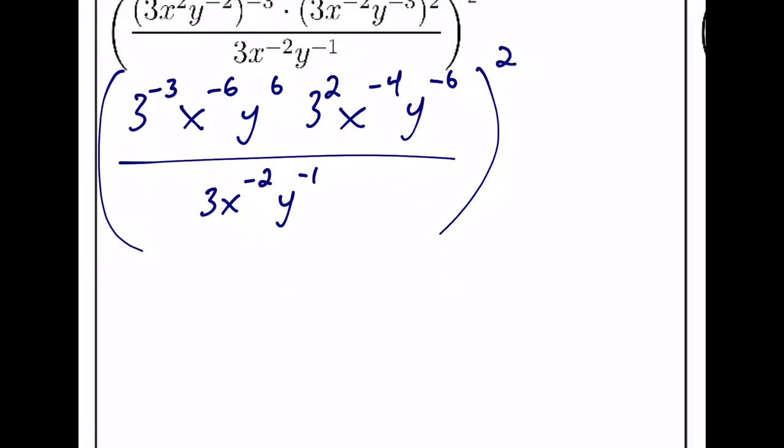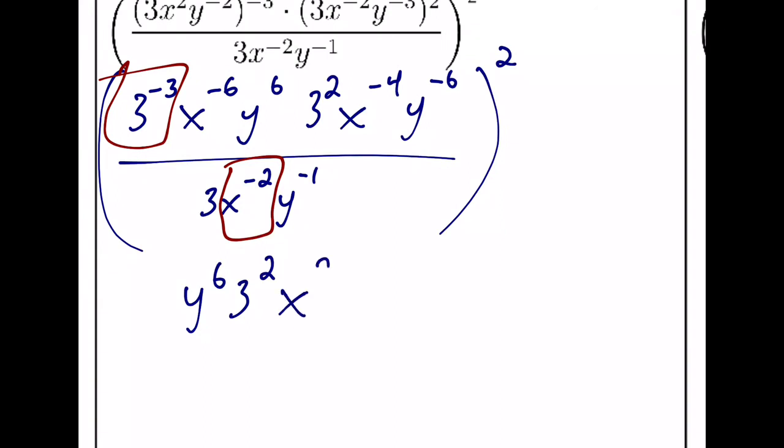I'm going to rewrite this, flipping all of the negative exponents. So any that were on the top, like 3 to the negative 3rd, I'm going to move to the bottom. And any that started off on the bottom, like x to the negative 2nd, I'm going to move to the top. And it should look like this. I have y to the 6th, 3 squared from the top. I have x squared and y to the 1st from the bottom.